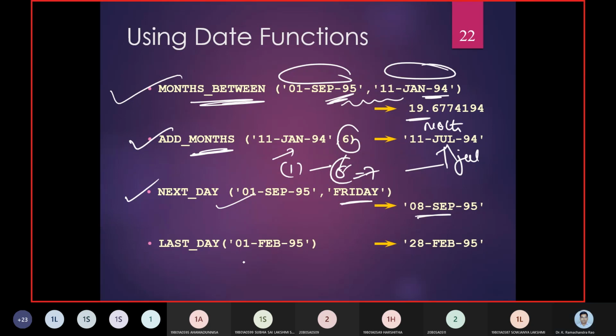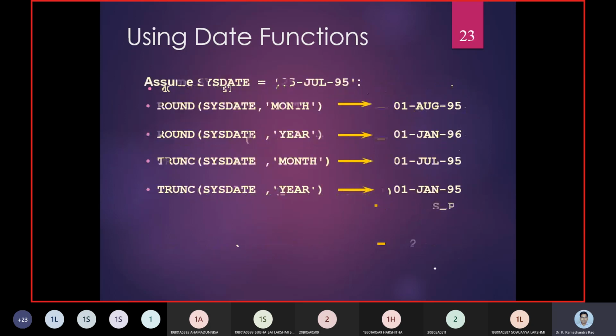And here you can see today's date was 1st February 1995. So what was the last day? It is the previous day, giving 28 February 1995. Similarly, as we used round and trunc functions on numeric values, we can also use round and trunc functions on dates.